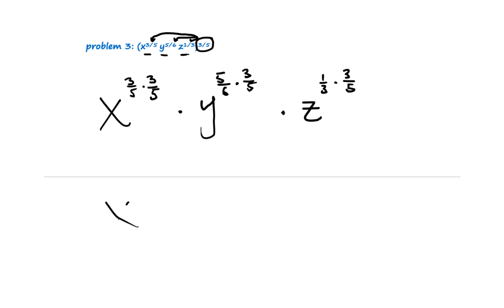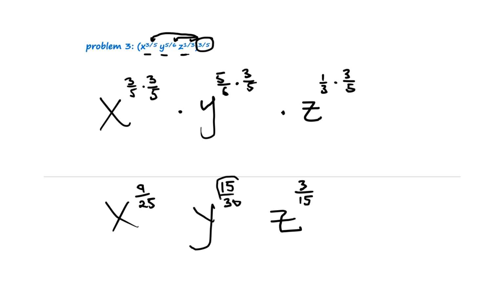All right, multiplying fractions, you multiply straight across: the numerators together and the denominators together. So 3 times 3, that's 9, and 5 times 5, that's 25. That's for x. For y, I have 5 times 3, that's 15, over 6 times 5, that's 30. Then for z, 1 times 3, that's 3, and 3 times 5, that's 15. Looking at the exponents, there are some that I can simplify.